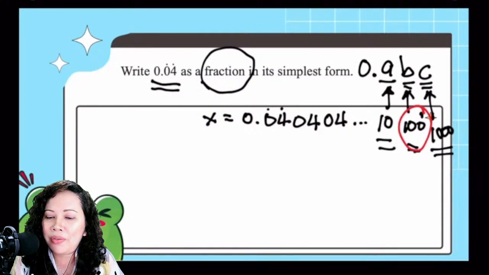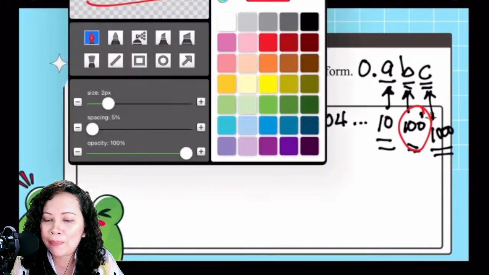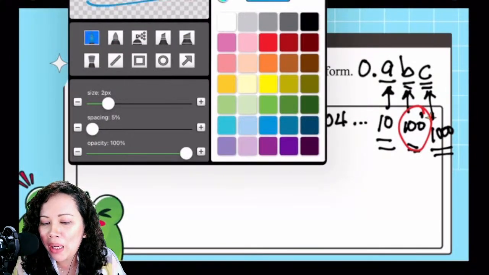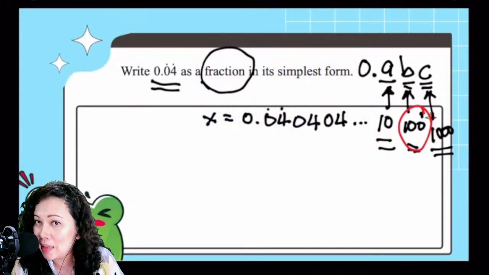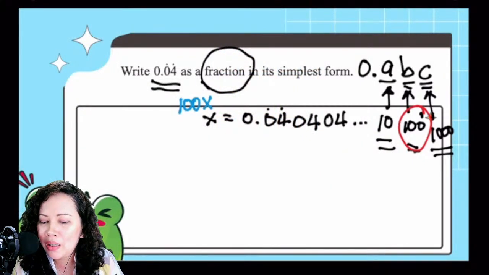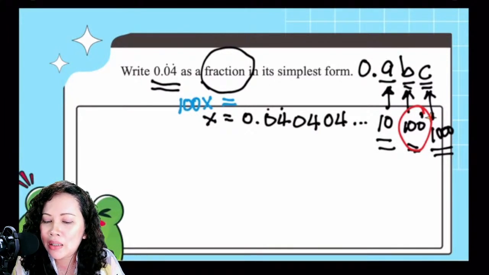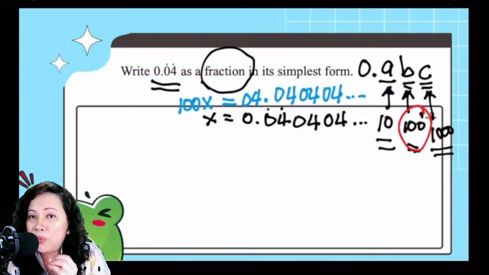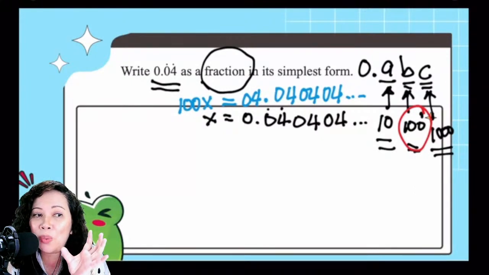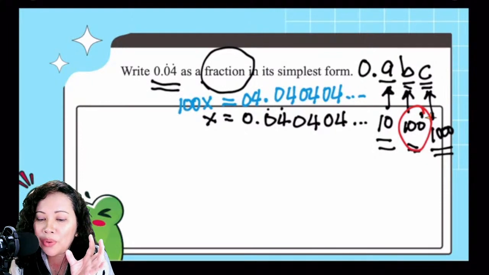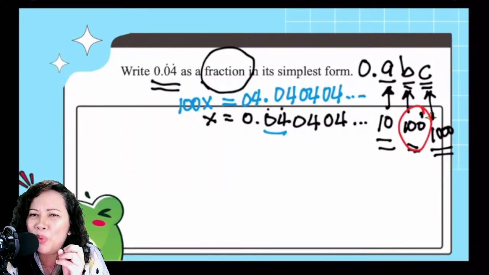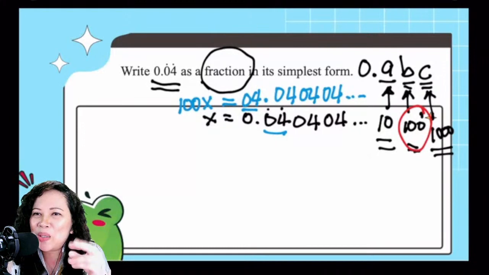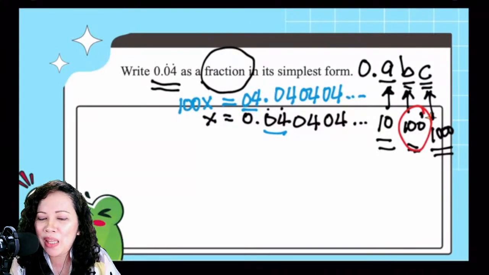So we will have 100x. We multiply the whole thing by 100. This will be 04.040404 and so on. If you notice, we move 04 because that's the one being repeated. There are two digits, so we multiply by 100. We don't remove it, we move it to the whole number part so that you will be able to get the answer.